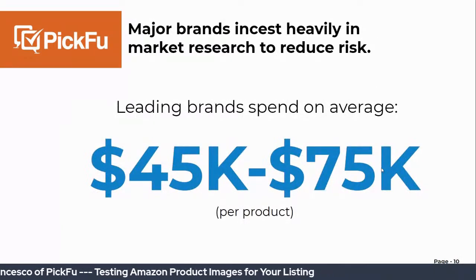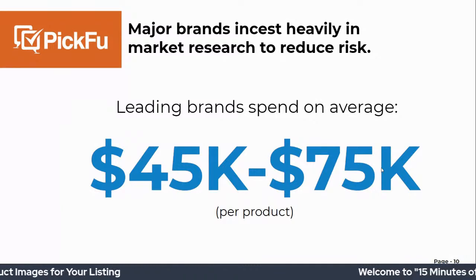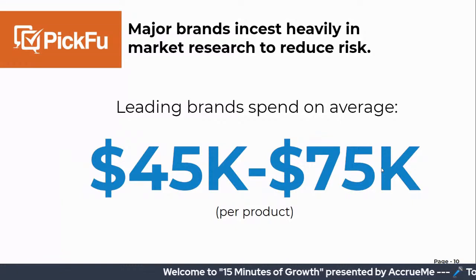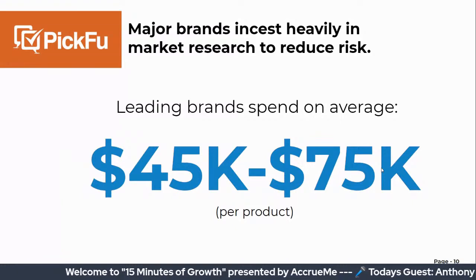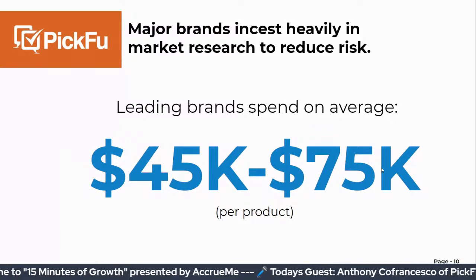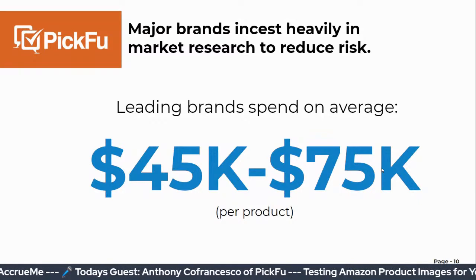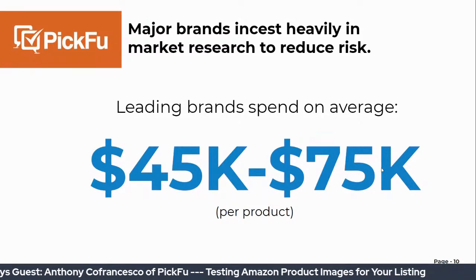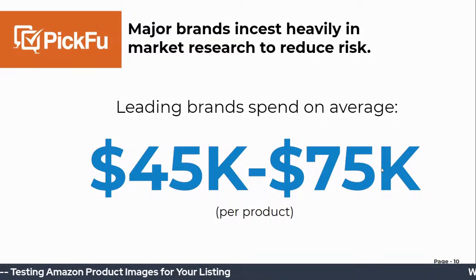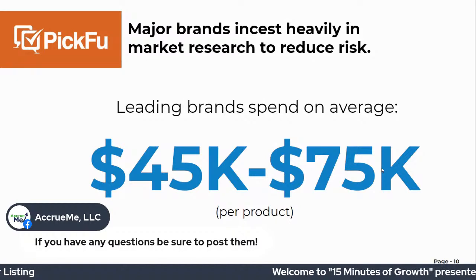So the real question becomes, how does your team make well-informed decisions about the creative concepts you're putting out? When we look at major brands like Nike and Under Armour, they invest heavily in market research, for no other reason than that they want to reduce risk. When Nike or Under Armour launch a product, they're spending anywhere from 45 grand to 75 grand US per product just on market research. And it makes sense as to why.